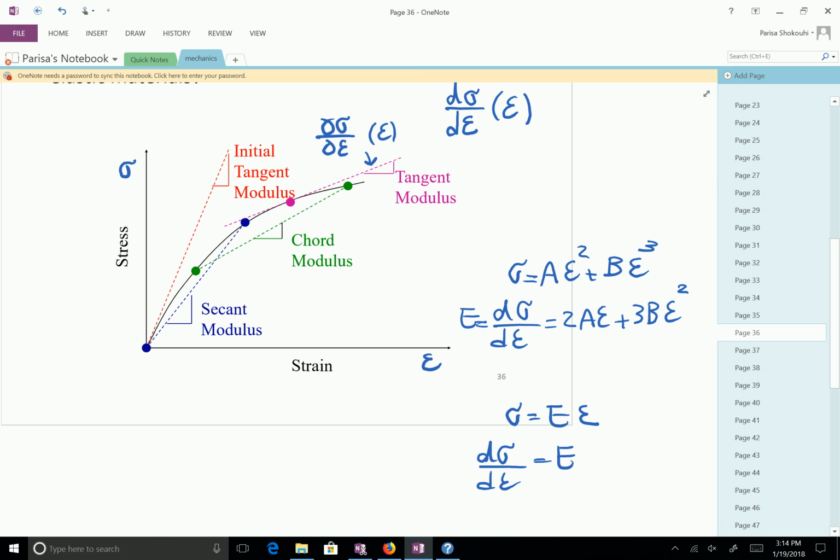That's the nonlinear behavior. And then you have the chord modulus between 2 points. And if the first point is the origin, it's the secant modulus. These are just the definitions.